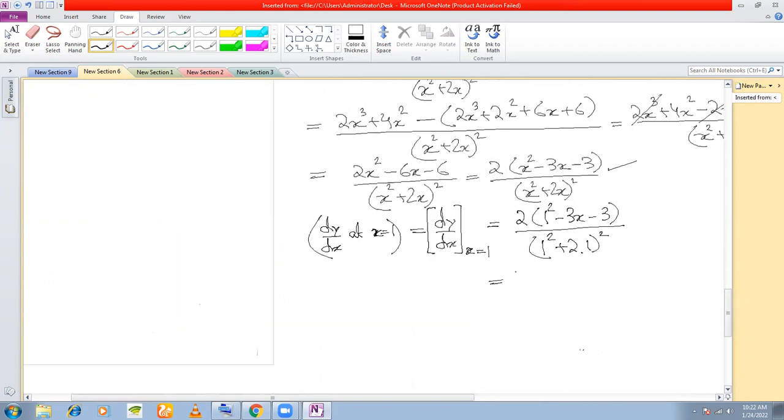So you get here twice, sorry, this is 3 into 1, right? So you get twice 1 minus 6 divided by 3 square. You get 2 into minus 5 by 9. So you get minus 10 by 9. And that is the value of dy dx at x is equal to 1. Okay. So can we proceed with the next question then?